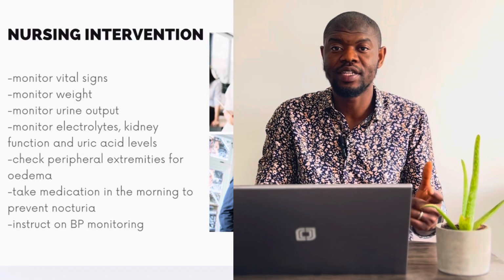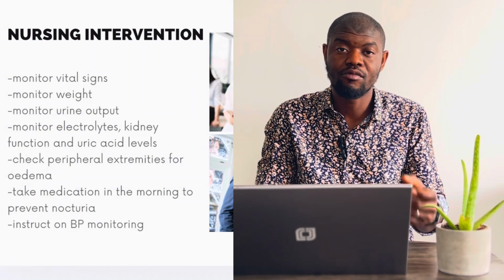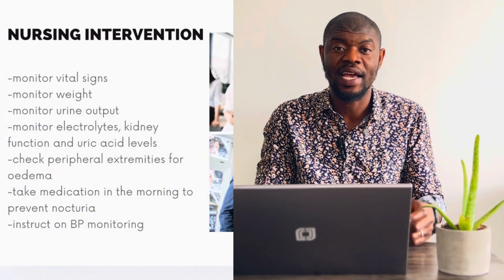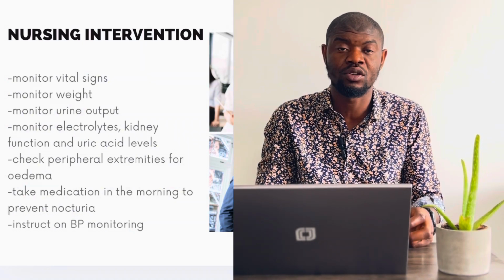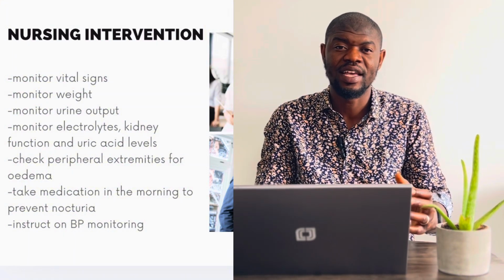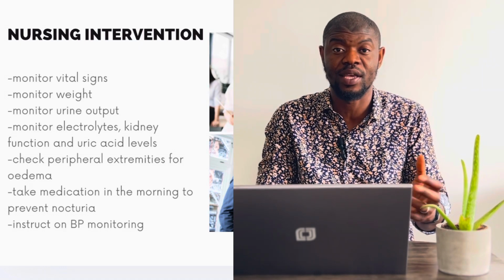You also want to monitor your weight, and you want to monitor urine output. Now, the reason we want to do this is that diuretics primarily work by increasing your urine output. So you want to keep a close eye on your urine output so you are able to determine the effectiveness of the medication that is being administered.